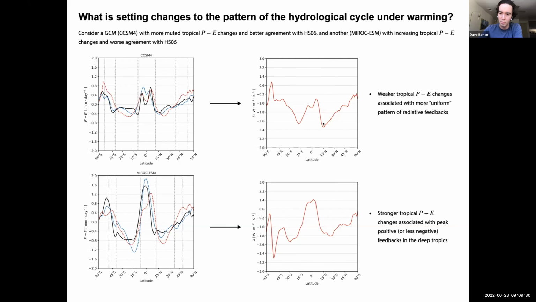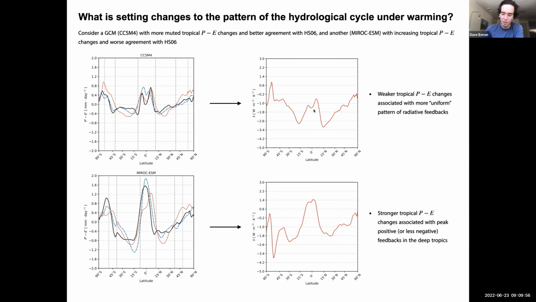If you look at the subtropics going towards the high latitudes, you see this negative feedback that tends towards a more positive feedback in the higher latitudes. That's also seen in the MIROC ESM model, but largely where these two are disagreeing is in the deep tropics. In CCSM4, it's a quite negative feedback pattern that's narrowly peaked and then goes more negative, whereas in the MIROC ESM model, it's much more positive and more narrowly peaked than this model.